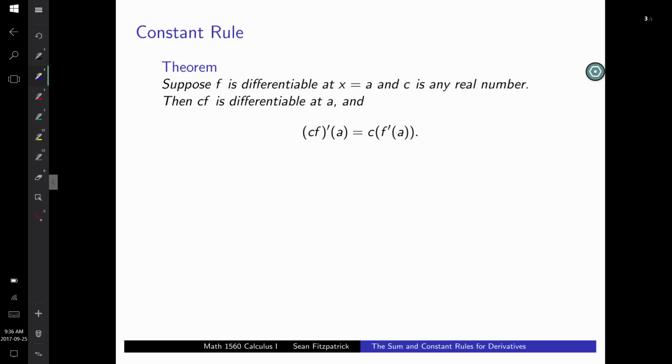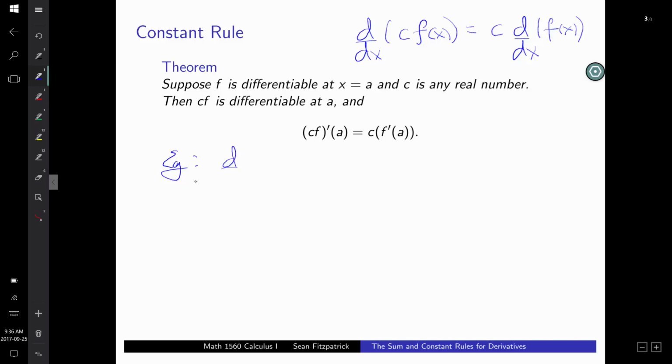Okay, now the constant rule says that you can pull constants out of derivatives. So in the Leibniz notation, it says if I want to take the derivative of a constant times a function, that's the same thing as the constant times the derivative of the function, right? So just as with limits, if there's a constant inside, you can bring it out front, okay? And so as a quick example, well, in fact, now what we can do is we can combine the constant rule with the sum rule, right?